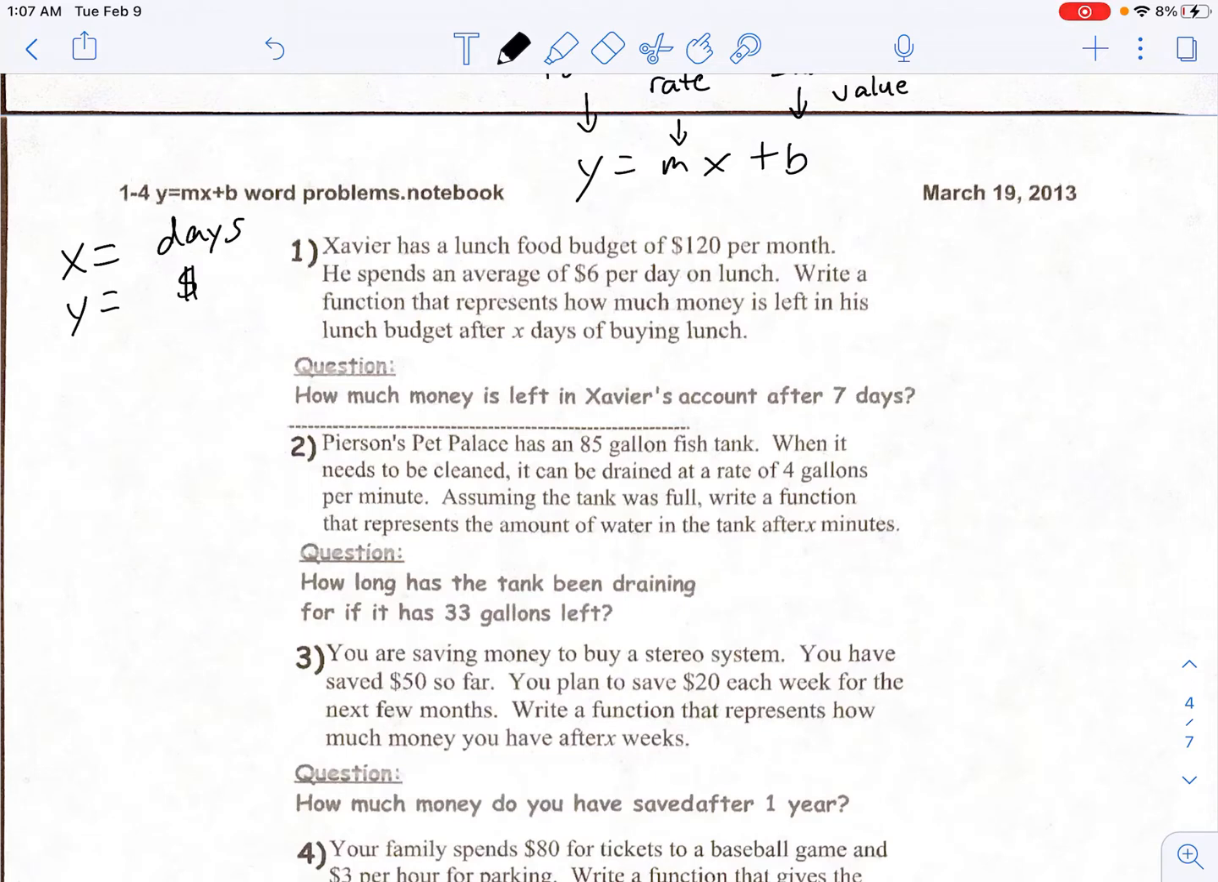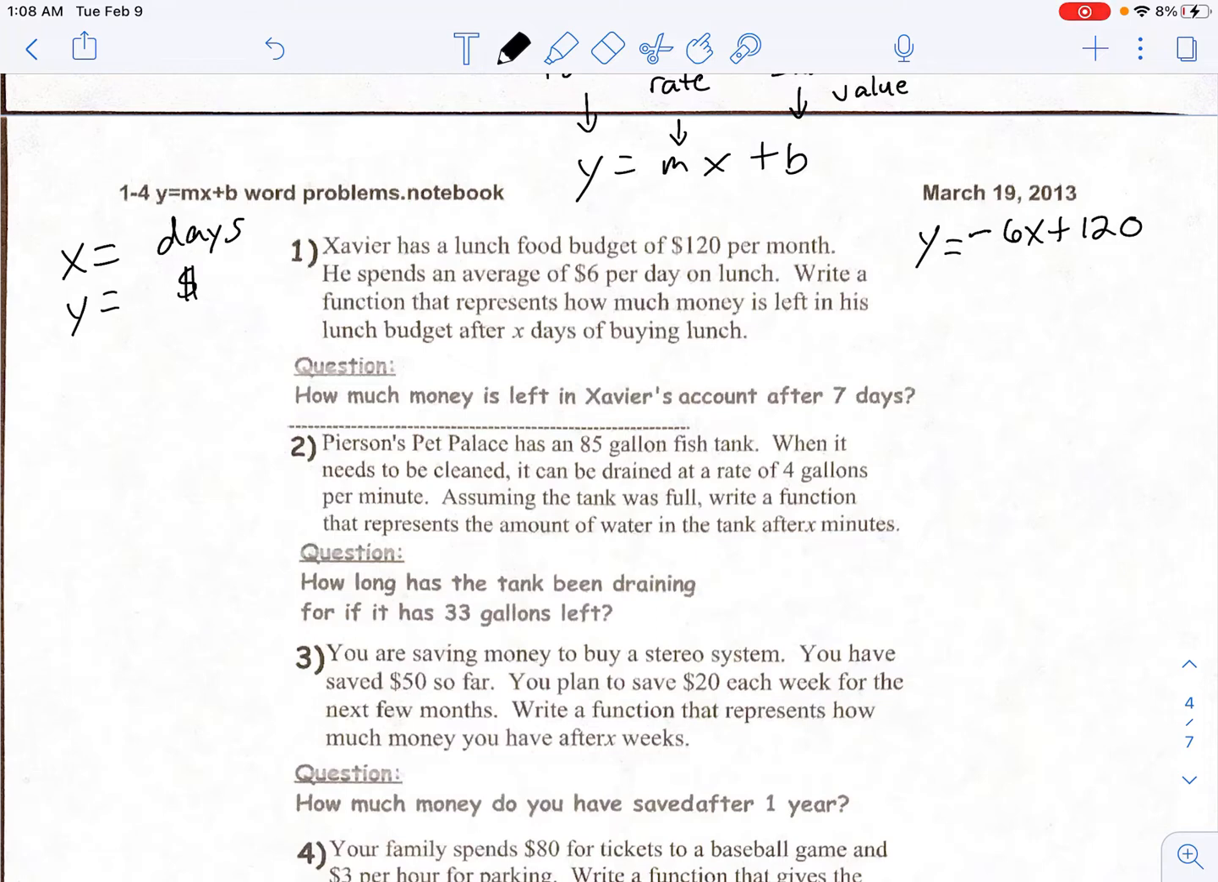It says he spends $6 per day, so that's going to be our rate. The budget is $120. I know it says per month, but that's the total food budget, or the original budget. So that's what our equation is going to be. He spends an average of $6 per day, so if he spends $6 a day, then that's going to be negative. I'm going to scoot this over just a little bit. So that means it's a negative 6 because he's spending $6 per day.